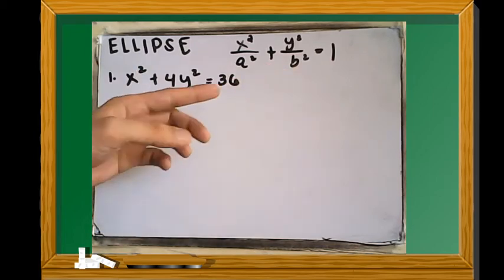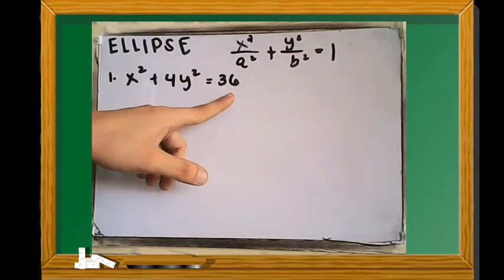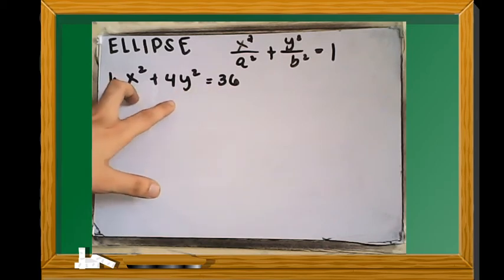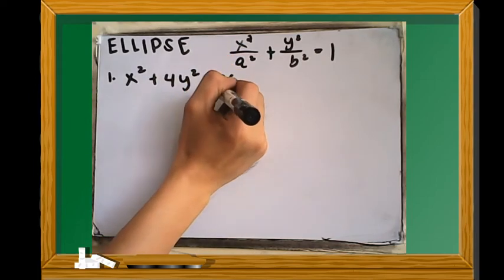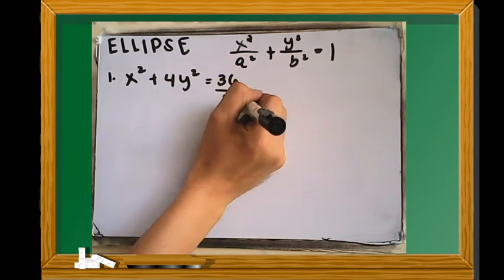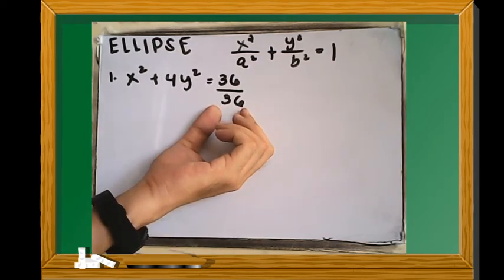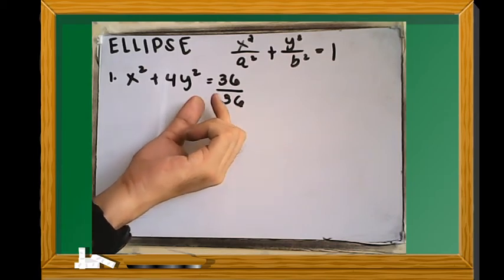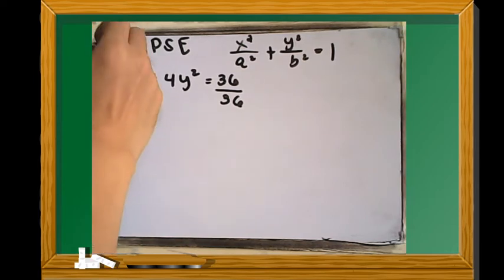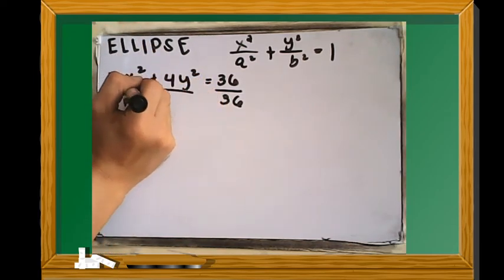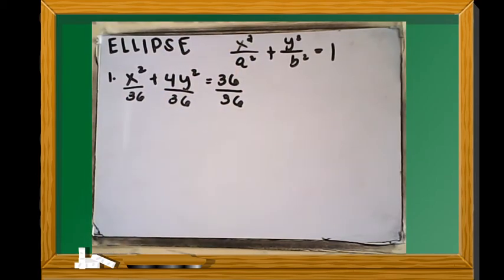So how? As you notice, the standard form is equated to 1. So from 36, we need to make this equation equal to 1. Since this is 36, to make it 1, we will just divide it by itself, 36. Since we divide the term on the right hand side by 36, to keep the equation balanced, we will divide all terms on the left hand side by 36. And then we will just simplify it.